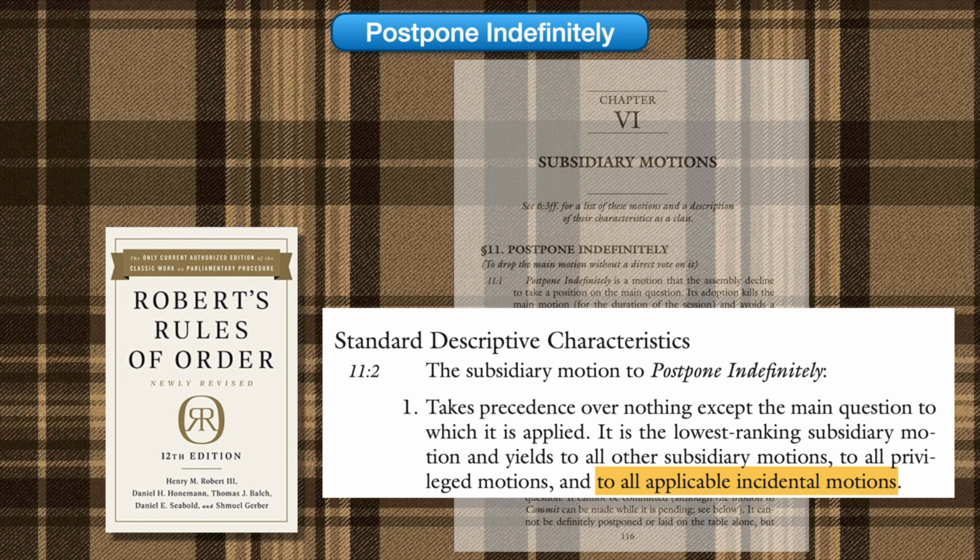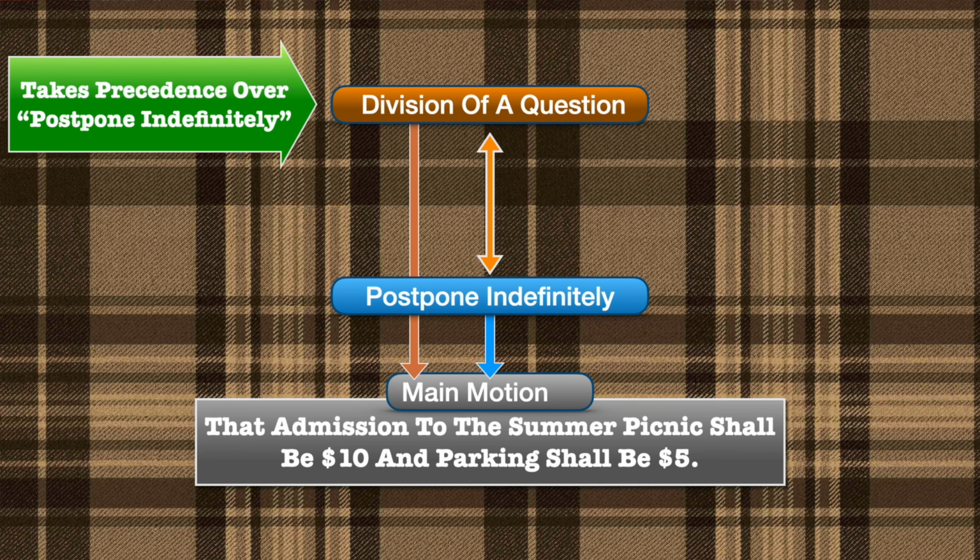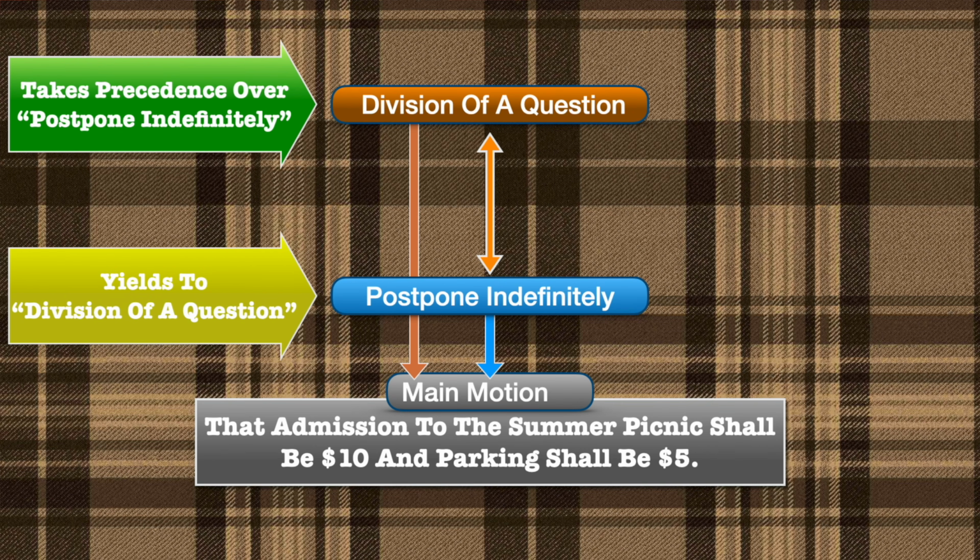It is the lowest ranking subsidiary motion and yields to all other subsidiary motions, to all privileged motions, and to all applicable incidental motions." Since it yields to all applicable incidental motions, it yields to the motion division of a question, since it is an incidental motion. So no matter which way we look at it, we see that division of a question takes precedence and postpone indefinitely yields. That covers the first category in the standard descriptive characteristics, known as precedence.